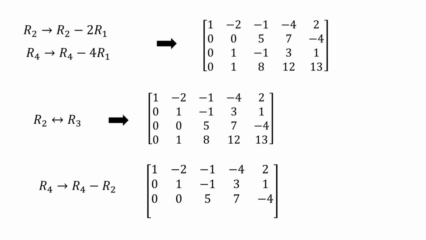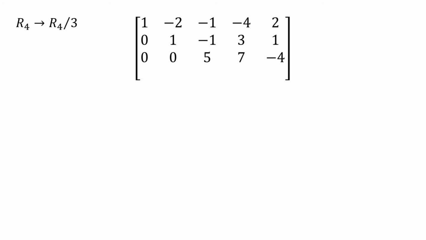For the fourth row, we get 0 minus 0, 1 minus 1, 8 plus 1, 12 minus 3, 13 minus 1. All the elements of R4 can be divided by 3. So to ease calculation, we'll divide R4 by 3. So all the 3 rows will be written as it is. For R4, you get 0, 0, 3, 3, 4.